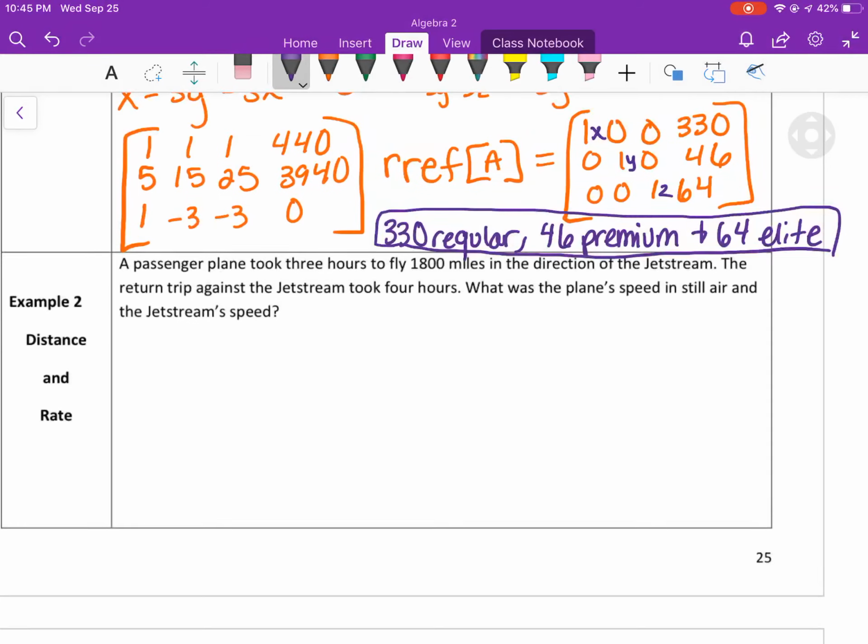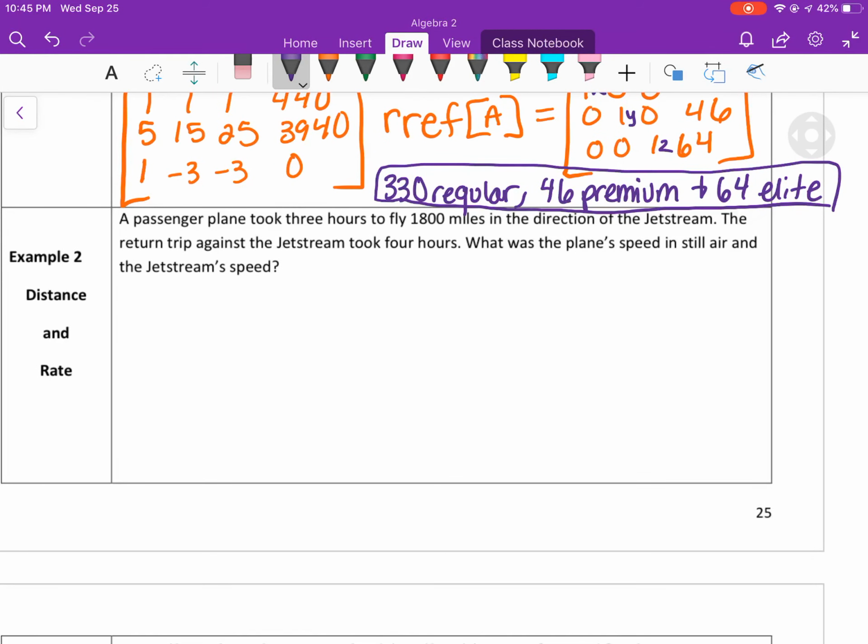Okay, let's go through an example problem, because these distance and rate problems do seem to be giving us a little trouble, and we can solve it with row reduced echelon form, so we'll give it a shot. The passenger plane took 3 hours to fly 1,800 miles in the direction of the jet stream. The return trip against the jet stream took 4 hours. What was the plane's speed in still air and the jet stream speed? So I'm going to have X be the plane speed, and I'm going to have Y be the jet stream speed.